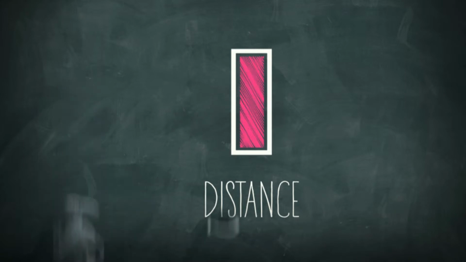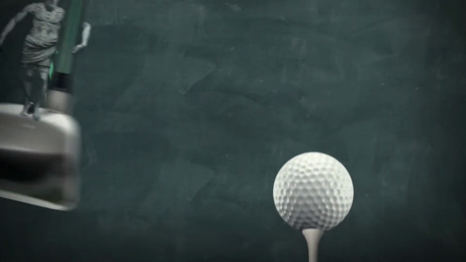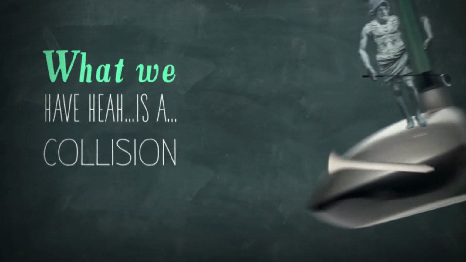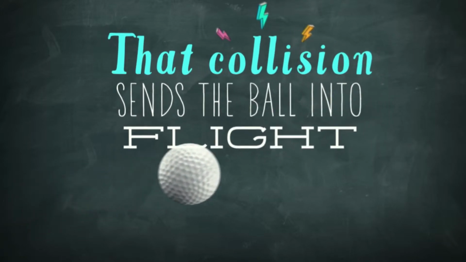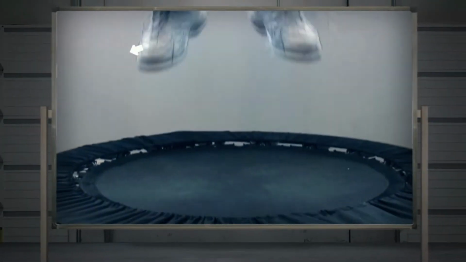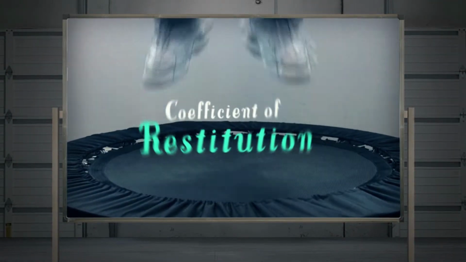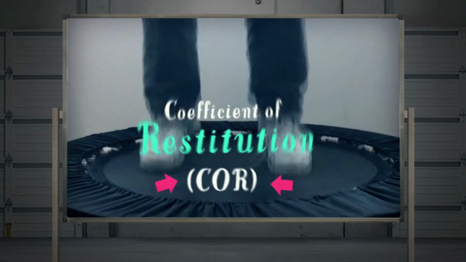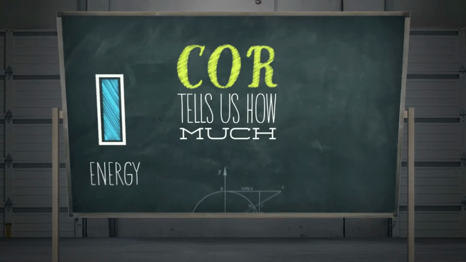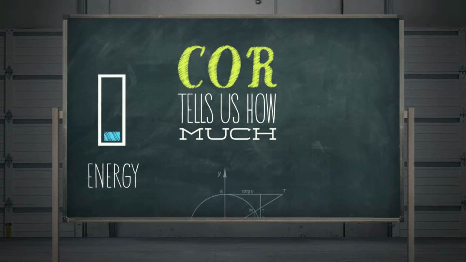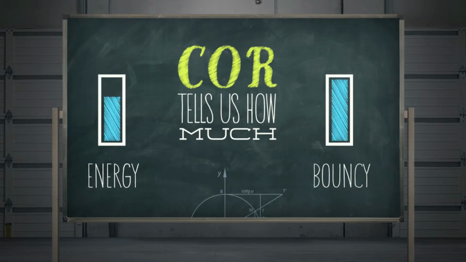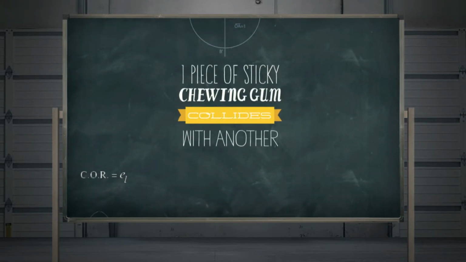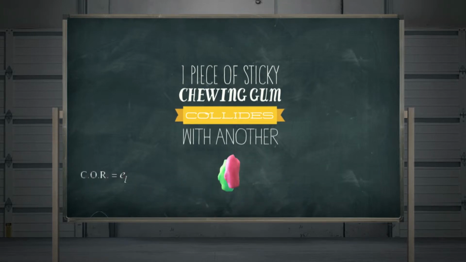Sweet. When that sweet spot meets a golf ball, what we have here is a collision. That collision sends the ball into flight, which depends heavily upon the coefficient of restitution, or COR. The COR tells us how much energy is lost or retained when two objects collide, or how bouncy something is. Say one piece of sticky chewing gum collides with another. The two pieces would stick together and not move, giving them a COR of 0.0.